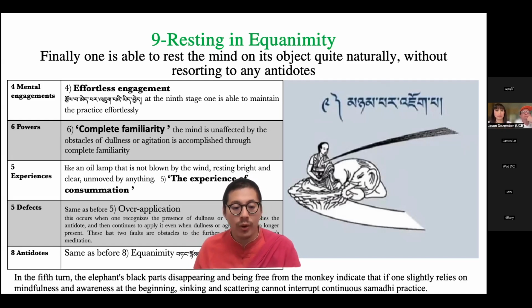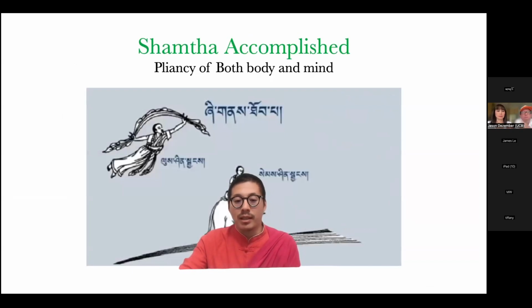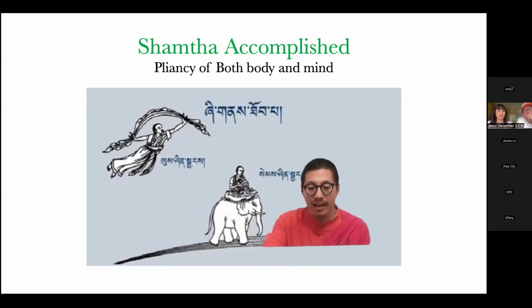It's like an oil lamp that is not blown by the wind, resting. It's very bright, clear, and unmoved by anything in a room. That is the fifth one, the experience of consummation. And of course, there are no defects here, and you don't have to do anything here. So this is the ninth, resting in equanimity, and then you accomplish shamatha. Accomplishing shamatha is synonymous with achieving pliancy or flexibility, the best flexibility that you can attain in this desire realm, the flexibility or pliancy of both our body and our mind.